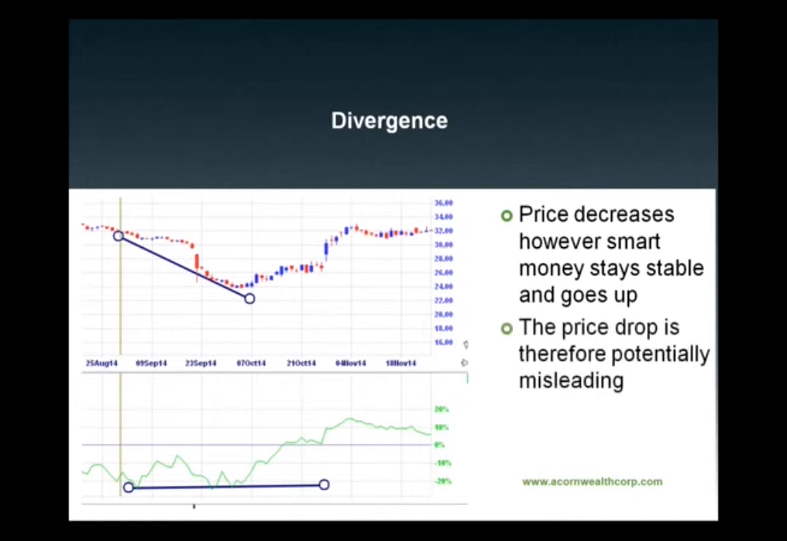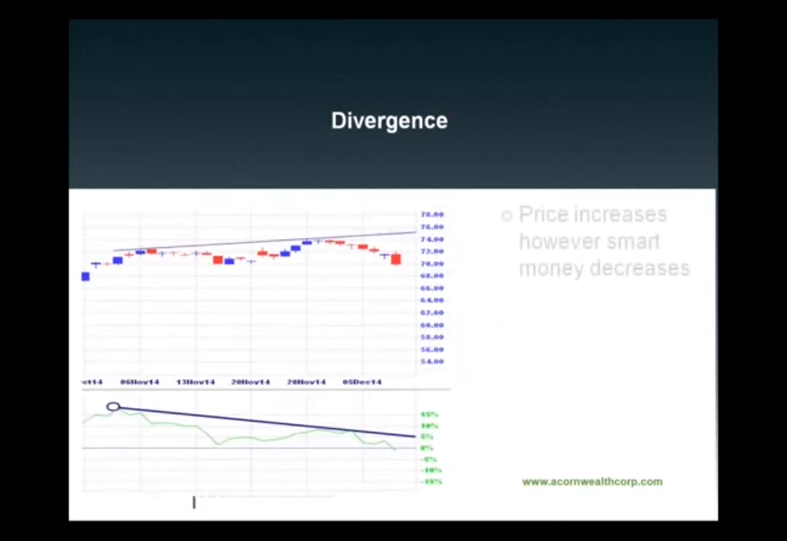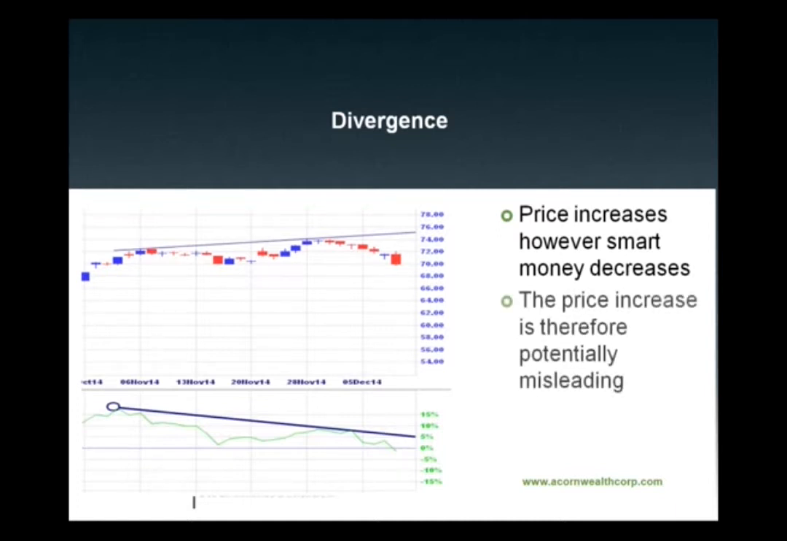So what we can then assume is that the price drop is potentially misleading and a reversal is about to occur. And of course, divergence on the opposite side is where we can see price increasing with the smart money decreasing, and therefore we can assume that the price increase is potentially misleading.